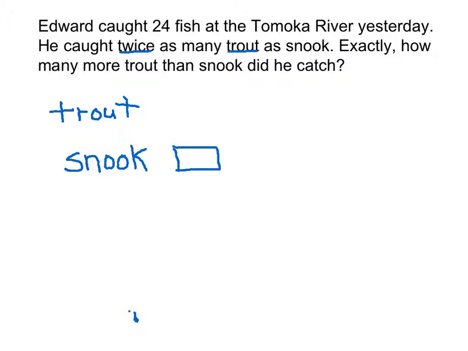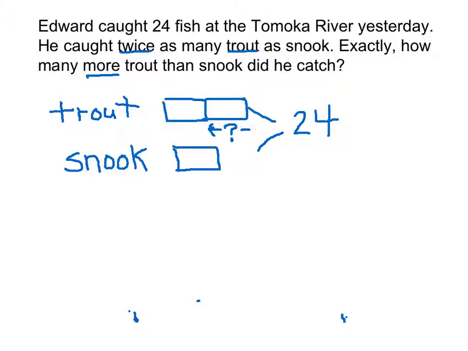Now I will draw sentence by sentence. Edward caught 24 fish at the Tomoka River yesterday, so it was 24 fish in all that he caught. He caught twice as many trout as snook. So if this box represents the snook, I've got to draw two of those boxes to represent the trout. Exactly how many more trout than snook did he catch? So what I really need to know is what's inside that box right there.